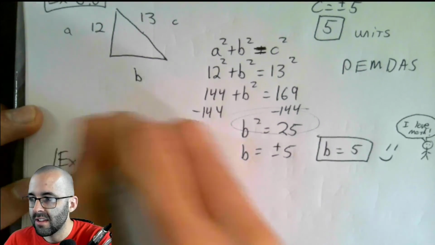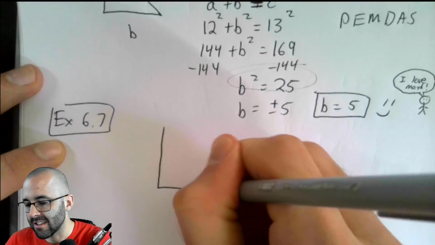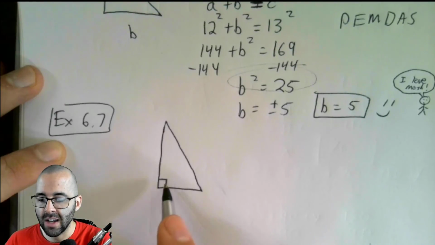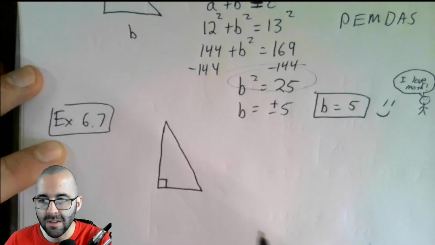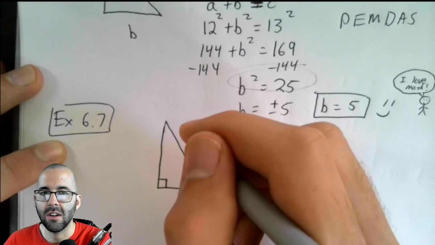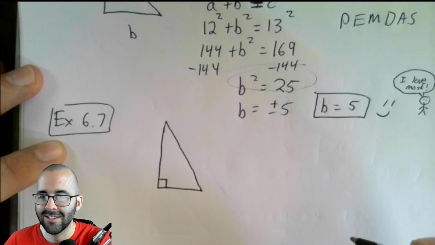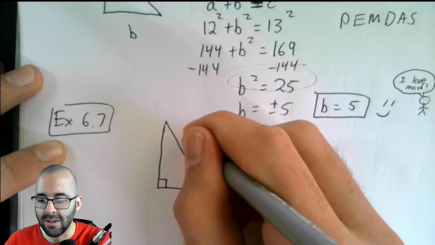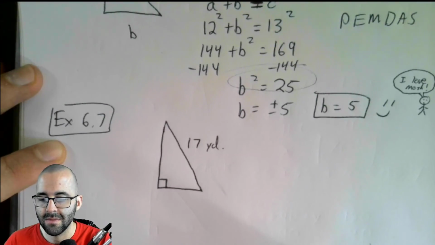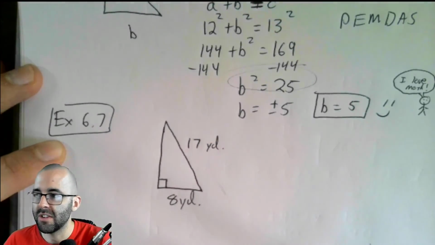So the sail is a right triangle. So let's say it looks something like this. Beautiful sail. And it's a right triangle, which means there's a right angle. We use a box to denote the right angle. The longest edge is 17 yards. Now be very careful. Which one's the longest edge? The hypotenuse is always the longest edge. And the shortest edge is 8 yards. So this one looks shorter. We'll have this one be 8 yards.